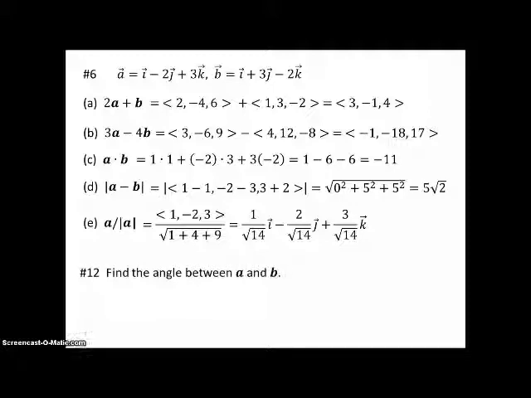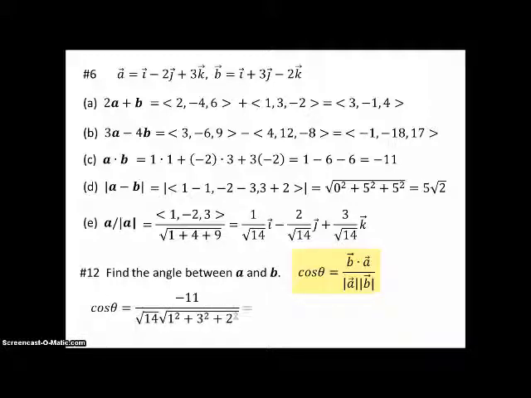Example number 12. Find the angle between these two vectors in problem number 6. So we use our formula. We already did the dot product. We did the length of a. And there's the length of b using the components of b. Simplify and then use your calculator to do the inverse cosine of negative 11/14.